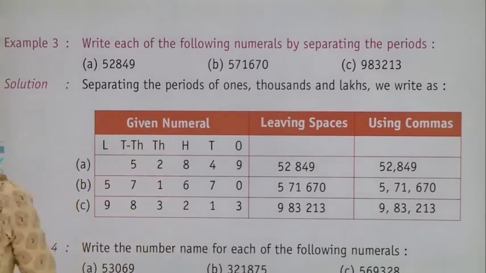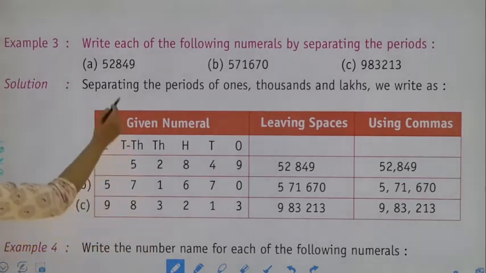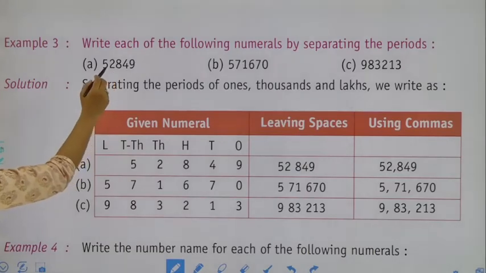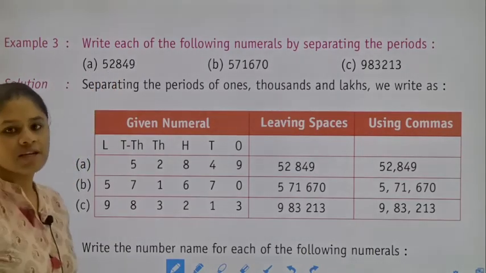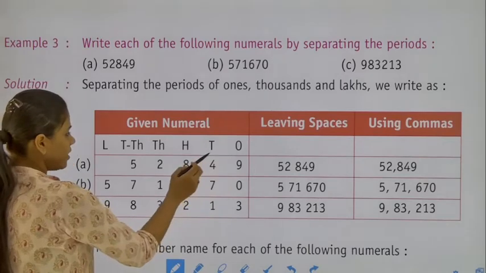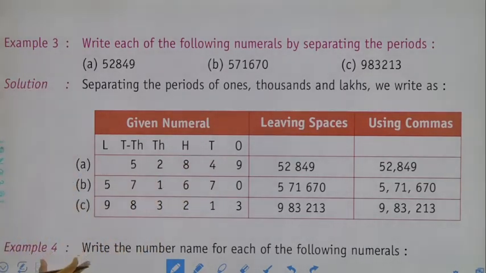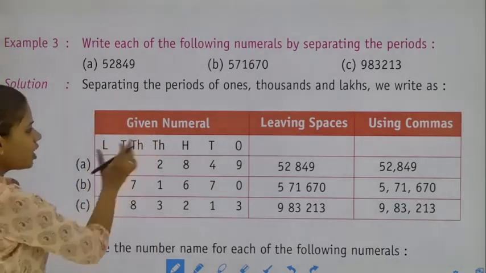Now move to the third example. Write each of the following numerals by separating the periods. You can see students, this is ones, tens, 100, 1000, 10,000. That is 52,849. अब हमको क्या करना है? इसकी प्लेस वैल्यूज में लिखना है. That is ones, tens, 100, 1000, 10,000. तो हमने इसको क्या किया? प्लेस वैल्यू को अकॉर्डिंग टू दी प्लेस वैल्यू लिख दिया.